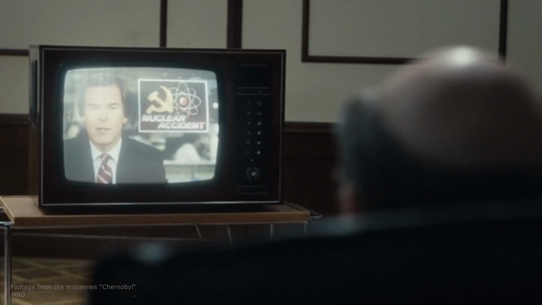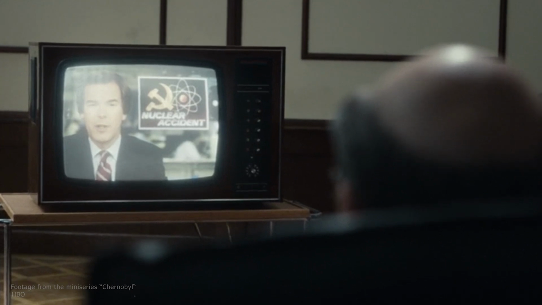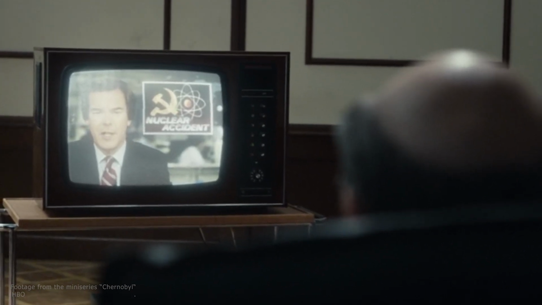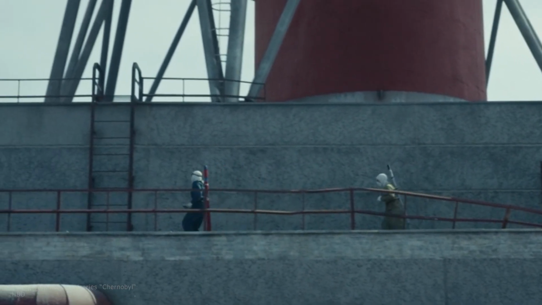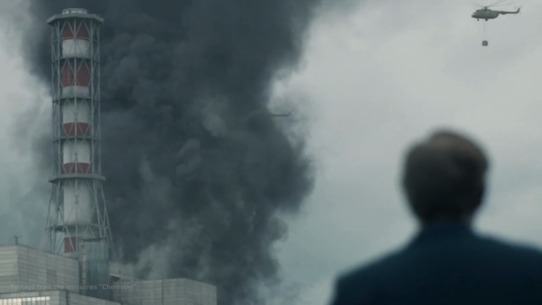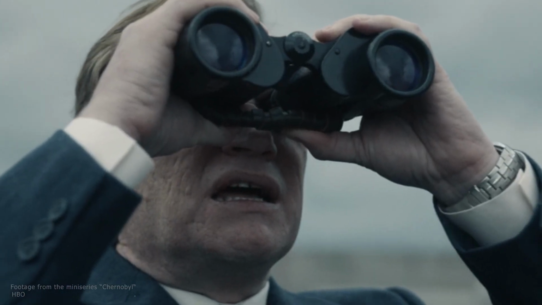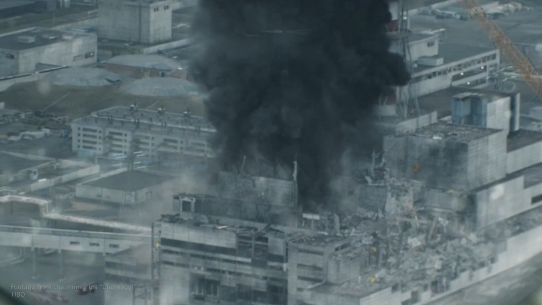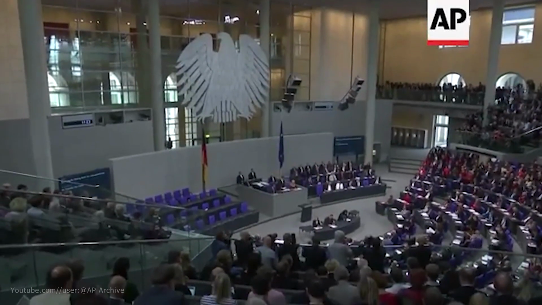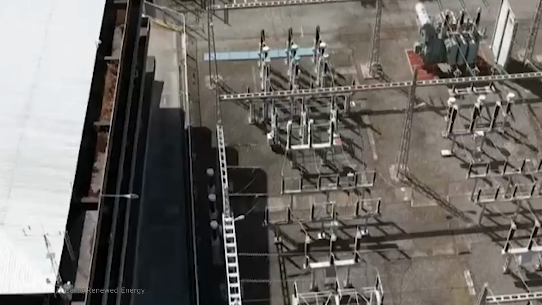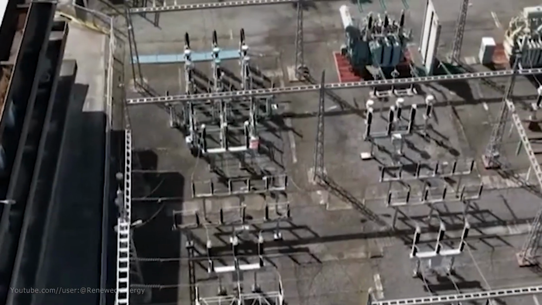The Chernobyl disaster had a significant impact on public perception of nuclear energy. It eroded public trust and raised concerns about the safety and risks associated with nuclear power. The event highlighted the catastrophic consequences of a nuclear accident and fueled debates about the viability and sustainability of nuclear energy. Some countries reconsidered their nuclear energy plans, placing greater emphasis on renewable energy sources and energy efficiency.